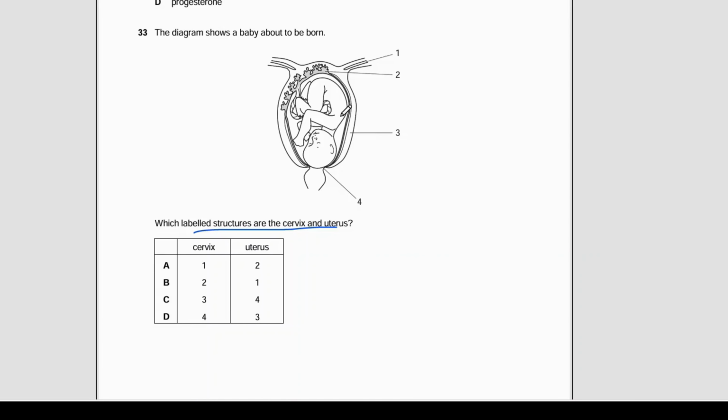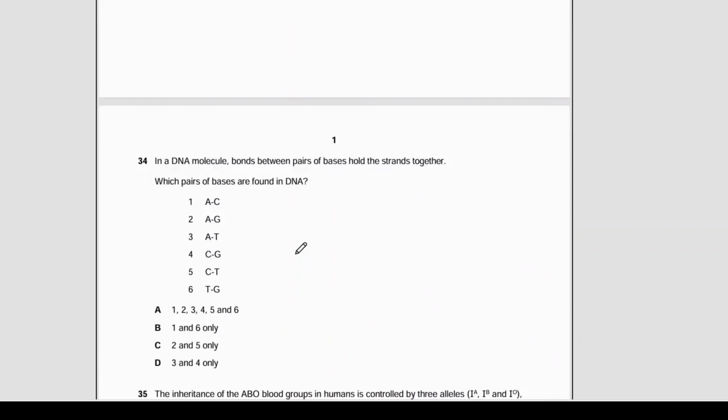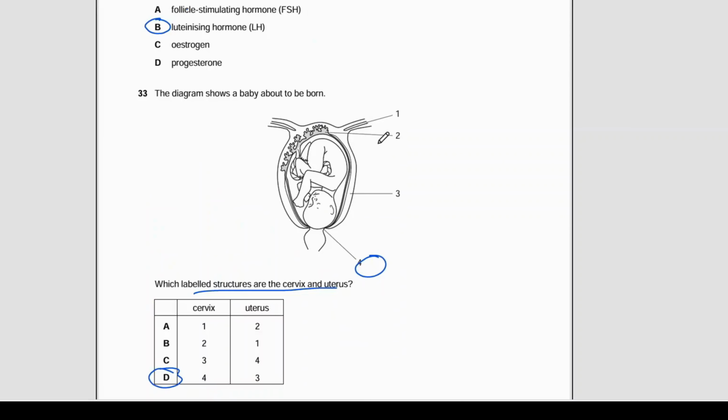Cervix and uterus. What is cervix and what is uterus? Four, three. Correct. Next one. Two is the placenta and one is fallopian tubes.